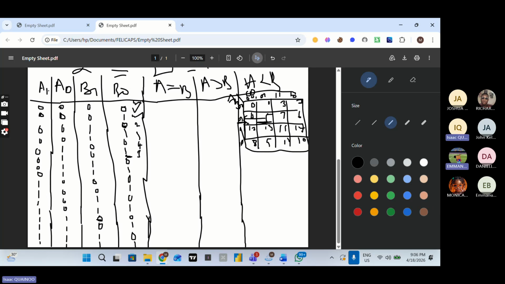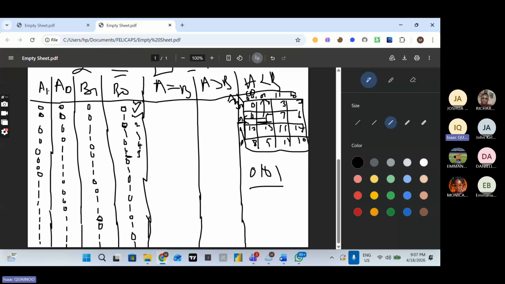Yeah, it's 0, 1, right? So 0, 1. And then the 5, if you check up there, it's also 0, 1. So the cell address is 0, 1, 0, 1.